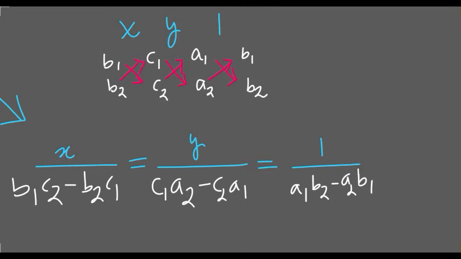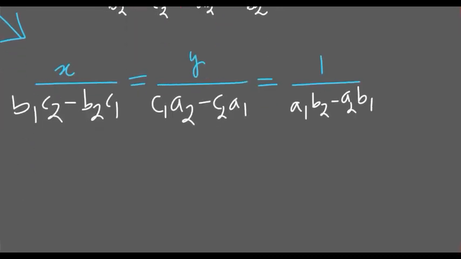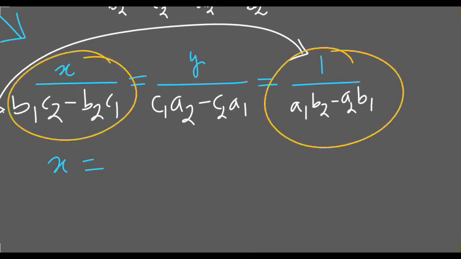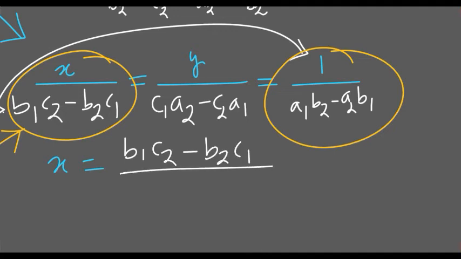And that will give us the value for x as, if you take this denominator b1 c2 on this numerator, you can take these two ratios, right, x by b1 c2 minus b2 c1 and 1 by a1 b2 minus a2 b1, that will form an equation, and hence you can take the denominator of the left hand side to the right hand side, and it will become b1 c2 minus b2 c1 divided by a1 b2 minus a2 b1.